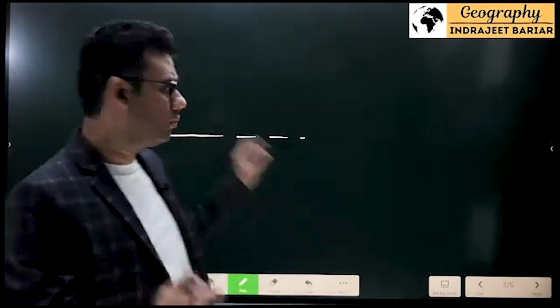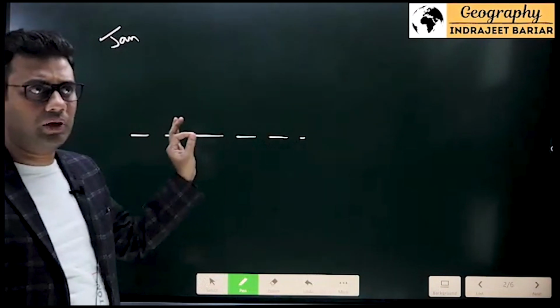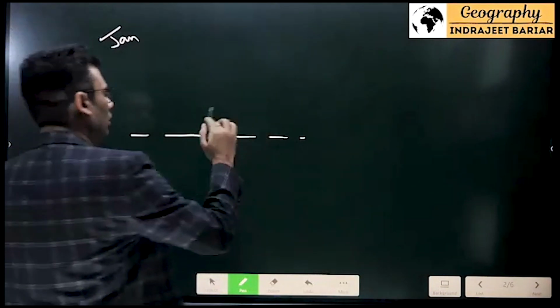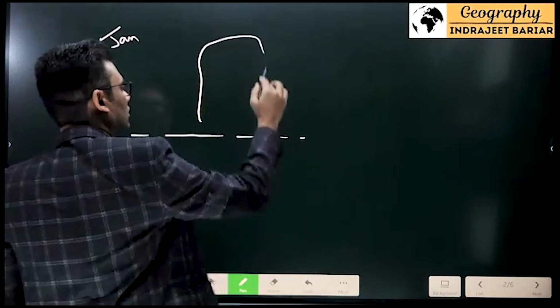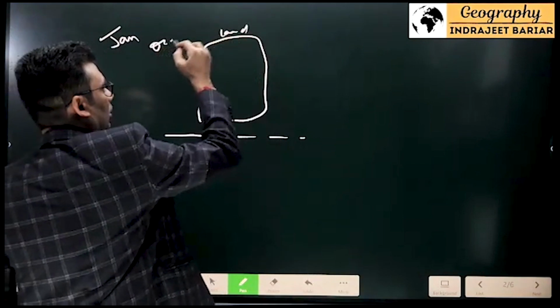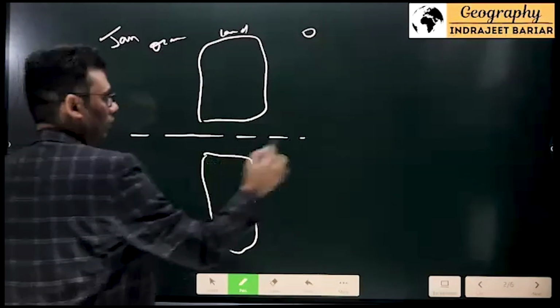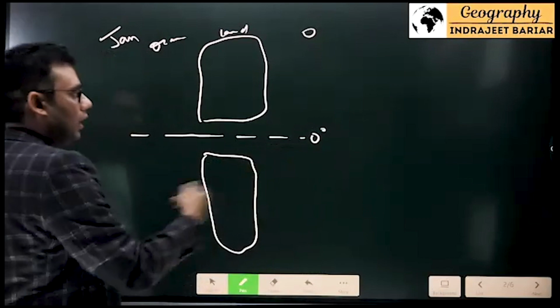Focus sharply over here. Okay, I want you to understand this part very clearly. I am assuming that there is this land over here. And rest, यहाँ पे हमारे पास ओशियन है, यहाँ ओशियन है. और ऐसे ही सदर्न हेमिस्फीयर, ये हमारा इक्वेटर है, लैंड ओशियन.